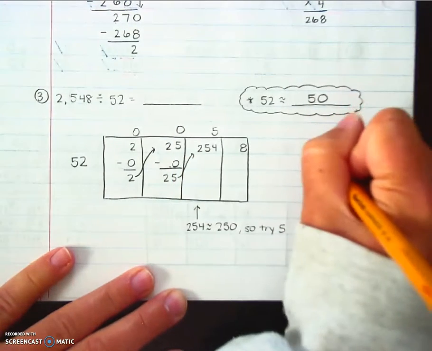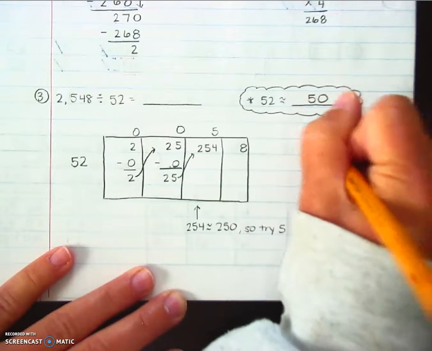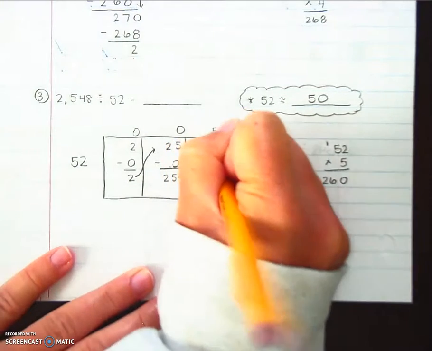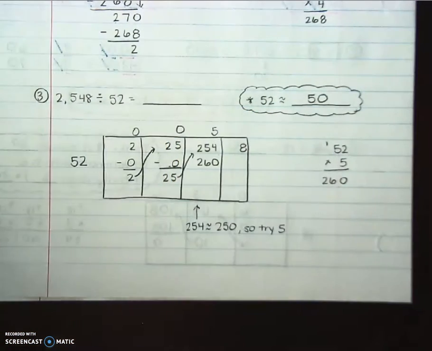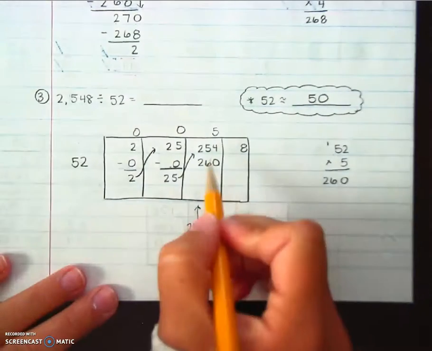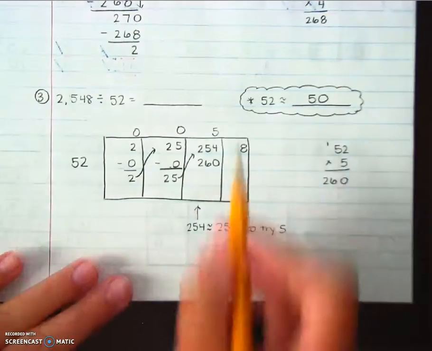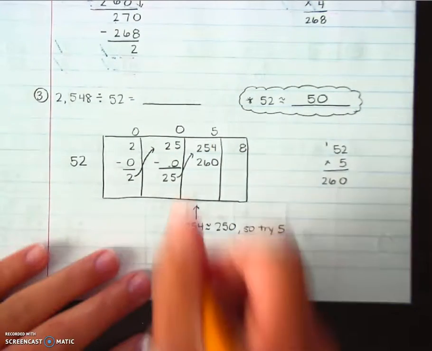52 times 5. 5 times 2 is 10. 5 times 5 is 25, plus 1 is 26. That gives me 260. Uh-oh. My first check is going to fail on this one. 260 is bigger than 254. I can't take 260 things away from 254. So that tells me this digit 5 is a little too high.